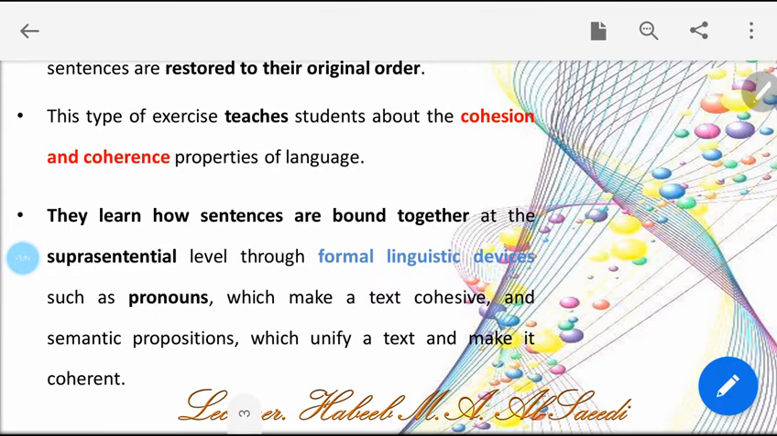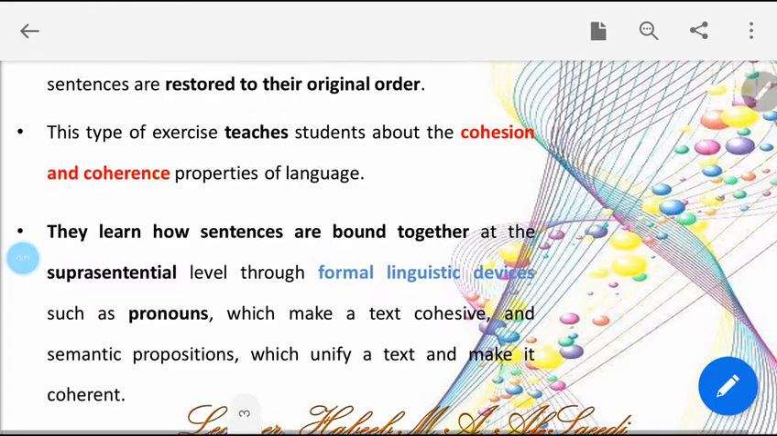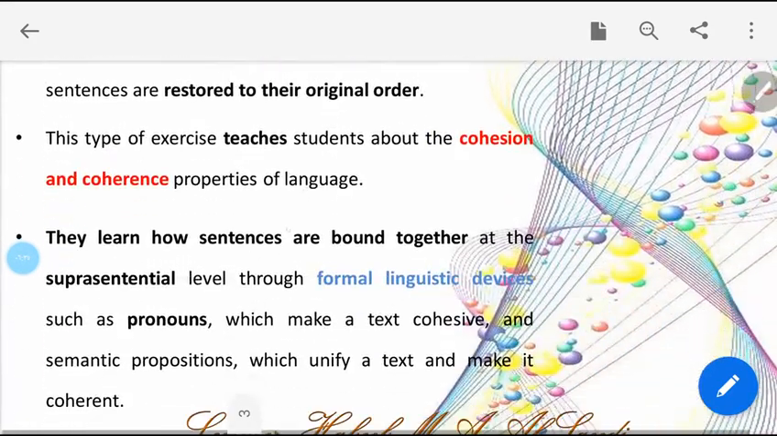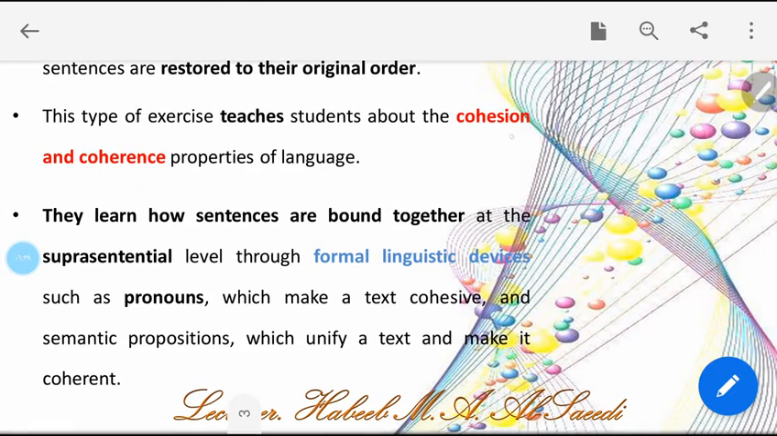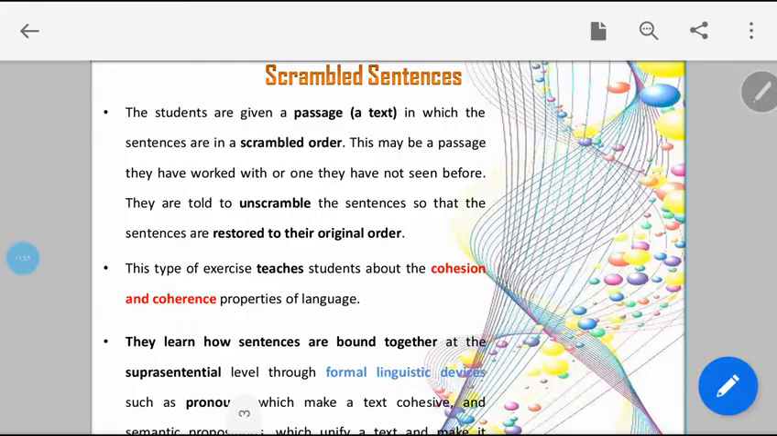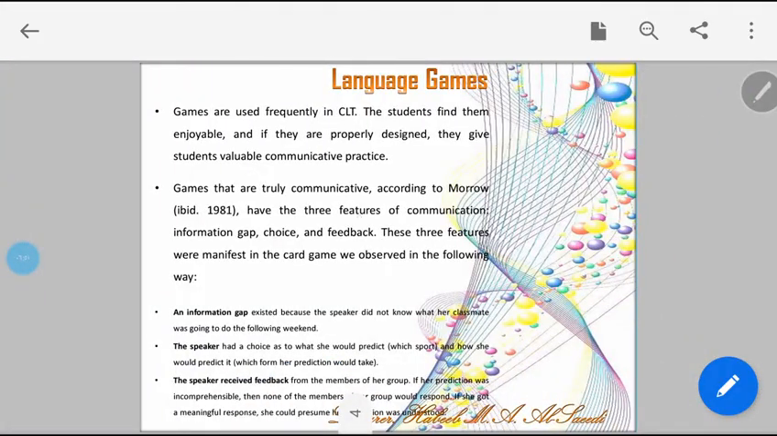So scrambled sentences are very important to teach students cohesion and coherence, and how to bind sentences by using pronouns, by using semantic propositions, by using conjunctions, and so on. This will develop their ability in the language. Okay, let's move to another technique. Language game.